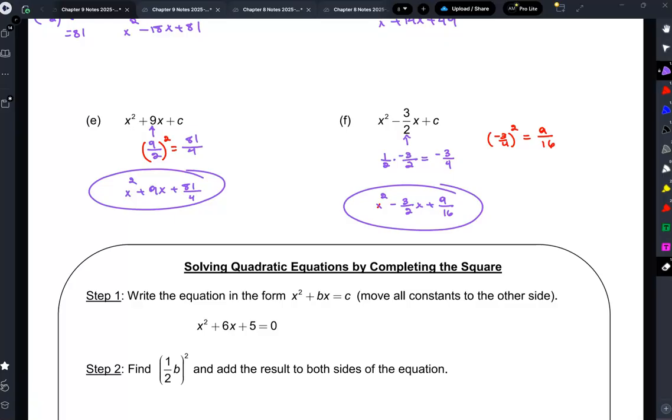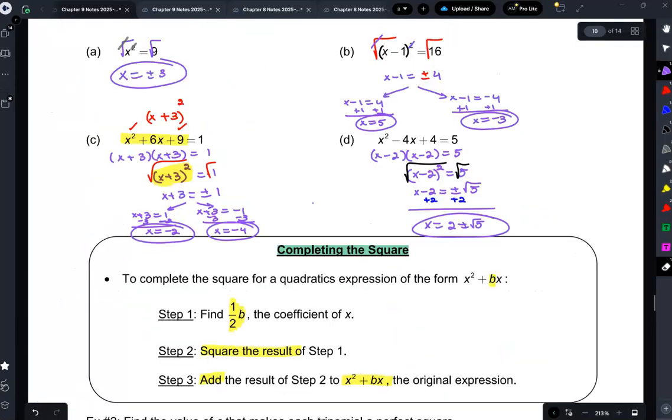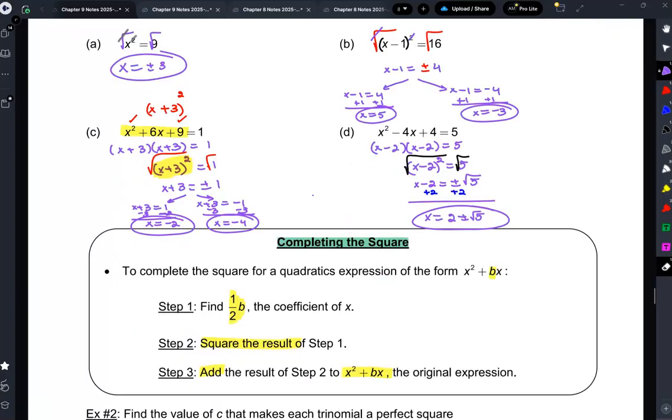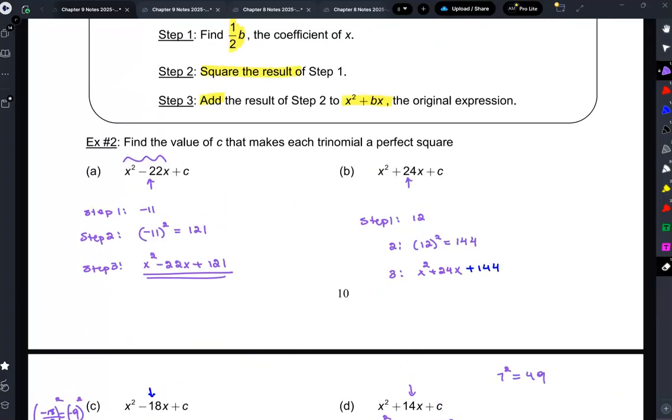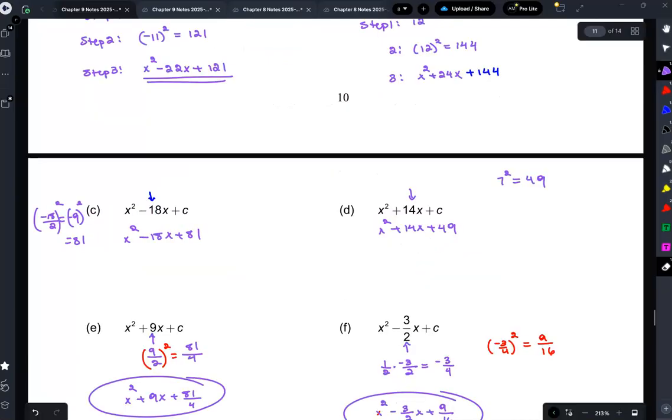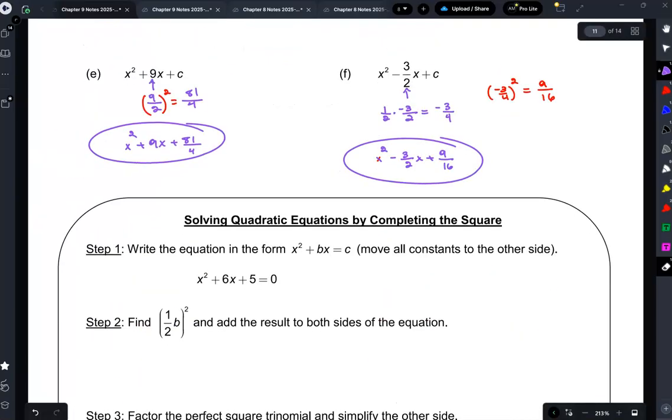Now, this is one step. So what we did right now is one step. What we were doing before is one step. Now we're going to take all of these and put them together into one process. So here we're going to do solving quadratic equations by completing the square. So on the test, if I tell you, you need to solve these by completing the square, this is how I need you to do them, okay? All right, so let's go. Okay.